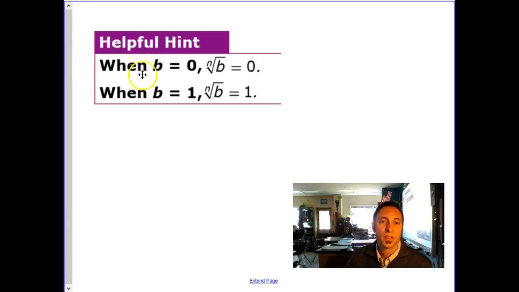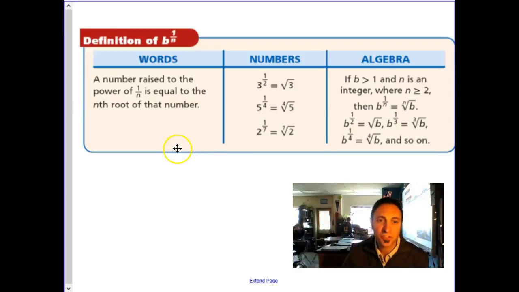A couple of special rules here. When the base is 0, the nth root of 0 is 0. And when the base is 1, the nth root of 1 is always 1. So those are special circumstances. This is in your book. It's a way to convert radicals and numbers. Again, the algebra behind it: for any value b greater than 1, where n is an integer and n is greater than or equal to 2, then b to the 1 over n is equal to the nth root of b. This is straight out of your book. You can write it down. These examples are really helpful. Again, 2 to the 1/7 means the 7th root of 2.